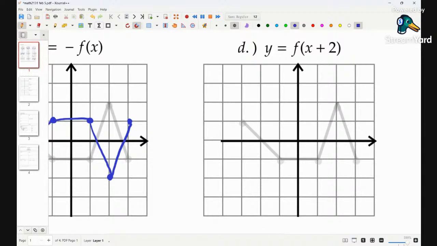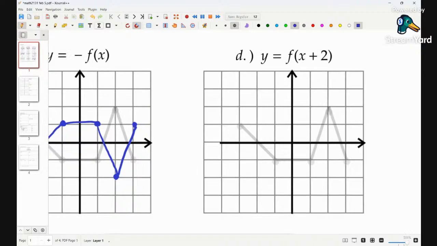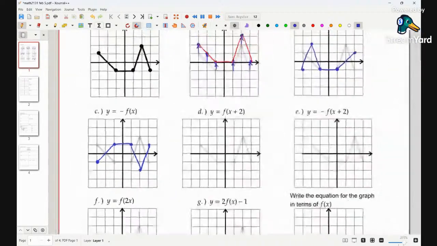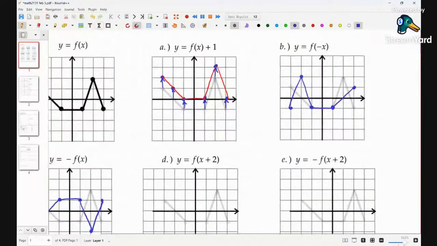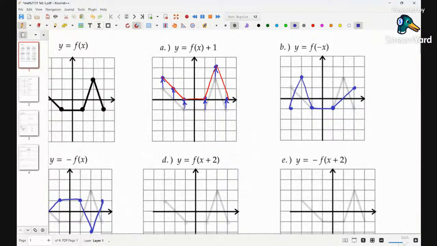F of x plus 2. I'm going to scale out for a second here and refer to the thing right above it. This is a +1 outside of the function. This is a negative inside the function. This is a negative outside. This is a +2 inside. You ready? Okay, so an inside effect is not the same as an outside effect, but it's similar.